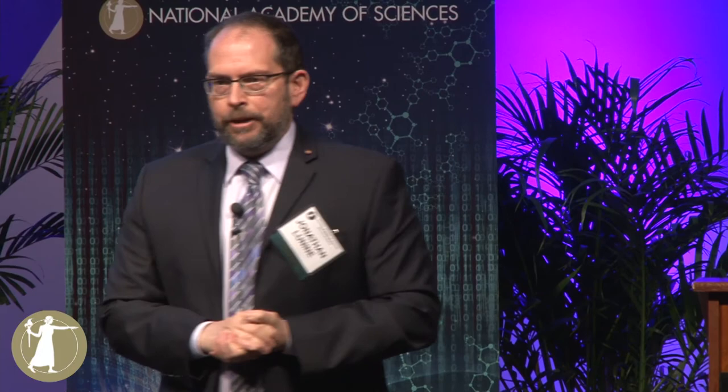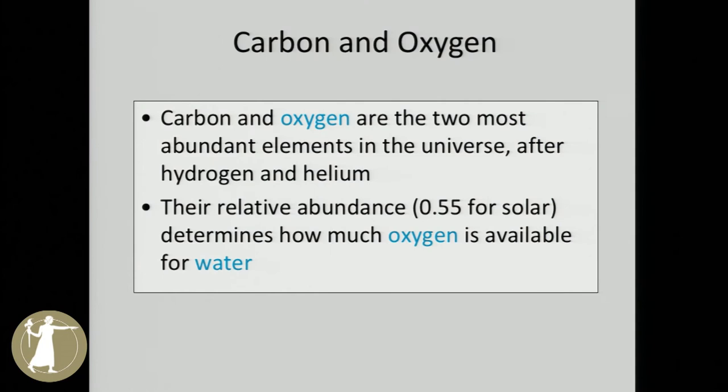So I'll explain why. Carbon and oxygen are the two most abundant elements in the universe after hydrogen and helium. Their relative abundances in the solar system, in the sun, about 0.55. This number has gone up and down over time. It's surprisingly difficult to get that number for the sun.